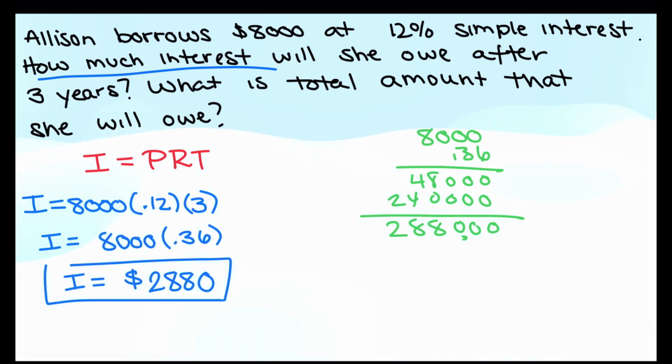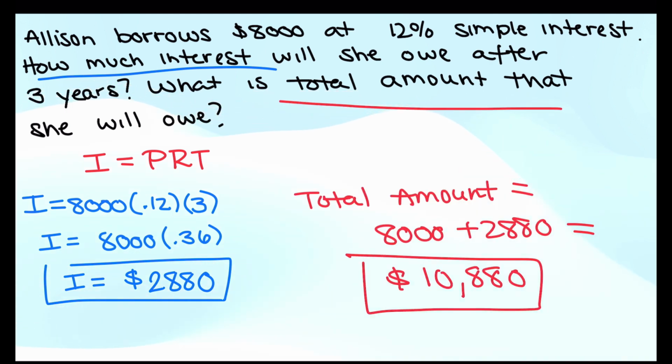Now there is a second question in this problem. They're asking, what is the total amount that she will owe? How much money will she actually have to pay back? So she borrowed $8,000, and now she has to pay back over $2,000 in interest. So the total amount of money that she's going to have to pay is her original $8,000 plus the interest. So $10,880. It's kind of like a percent increase problem. The interest increases the amount that she has to pay back.